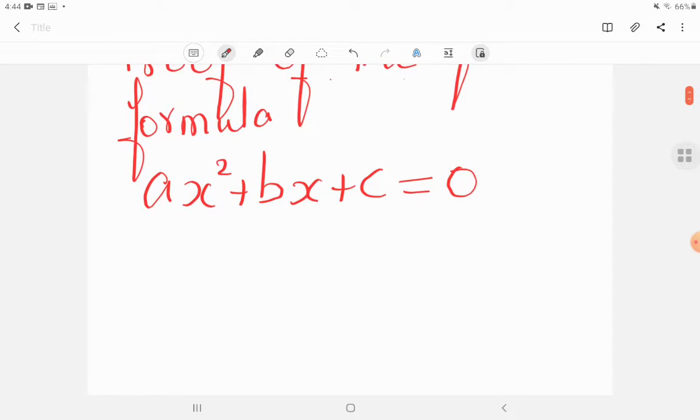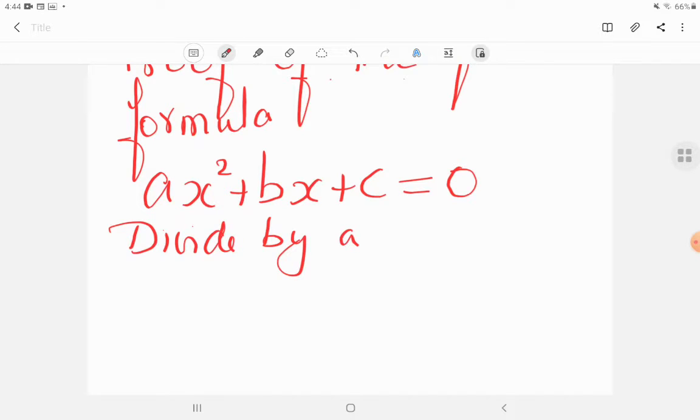The quadratic equation is of the form ax squared plus bx plus c is equal to 0. We will use the completing the square method in order to get the formula. When the coefficient of x squared is more than 1, we call it non-monic. Here we want to convert this into a monic quadratic equation. So what we do is divide the entire equation by a.